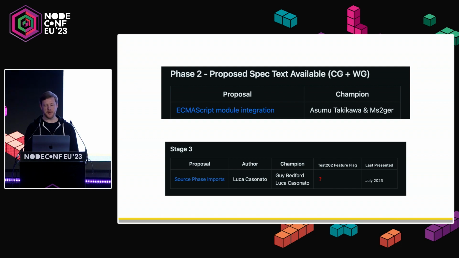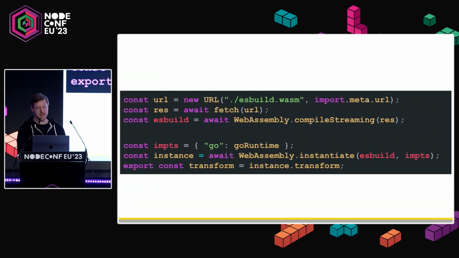Well, we've got two proposals in the works at the moment. We've got the WebAssembly ECMAScript module integration, and we've got source phase imports, which landed at stage 3 at TC39 in July. And if we apply these specifications, we can actually simplify this existing glue code.